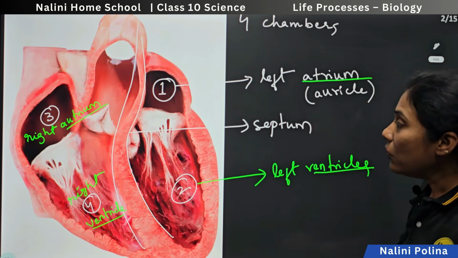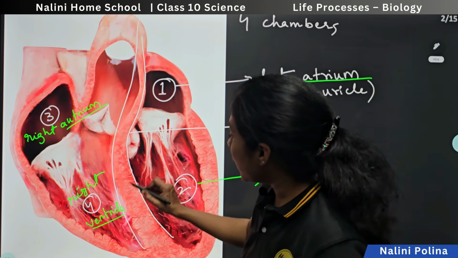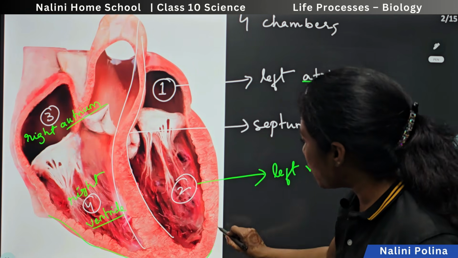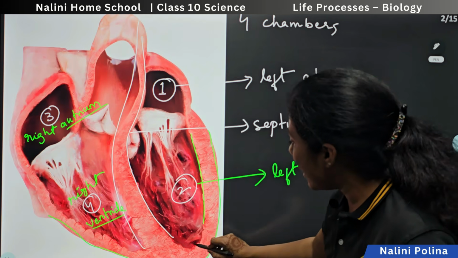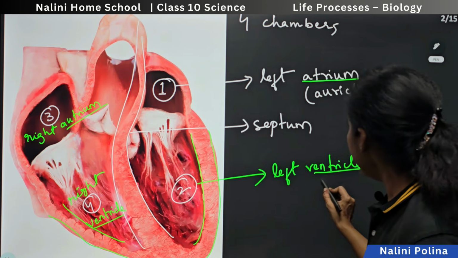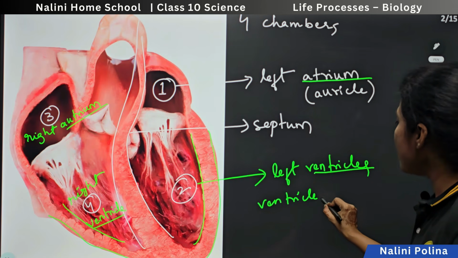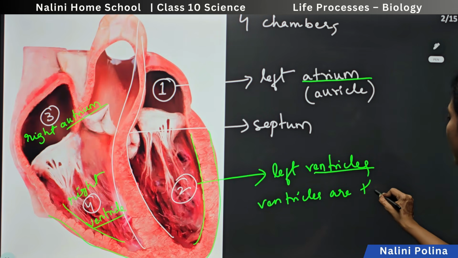Now coming to the ventricles, look at the walls of the ventricles. The bottom chambers are ventricles, isn't it? Look at the ventricles, guys. They are thick, right? Ventricles are thick walled.